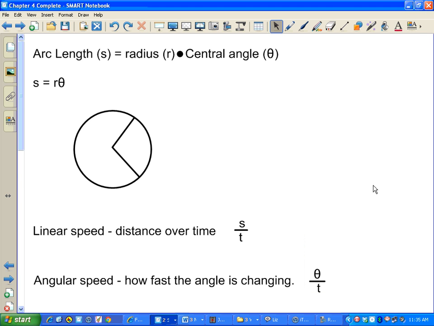Okay, this is the second part of section 1 in chapter 4. We're going to be looking at how we can use radians to get things like arc length and angular speed.